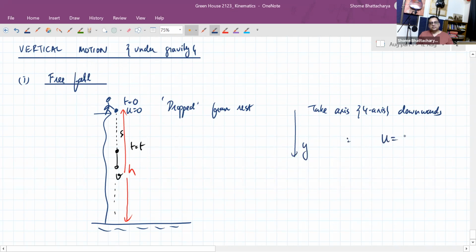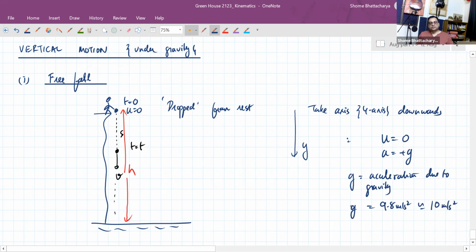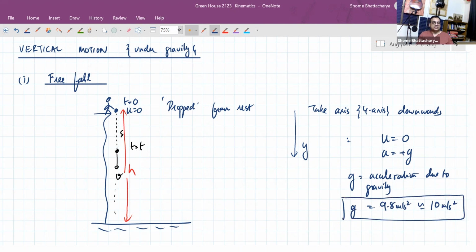So initial velocity is 0, but our acceleration will be plus g, where g is the acceleration due to gravity in the Earth's gravitational field. That is equal to 9.8 meters per second square, or sometimes we take the approximate value as 10 meters per second square. But this will be written with a plus sign over here because we have taken the y-axis as downwards.